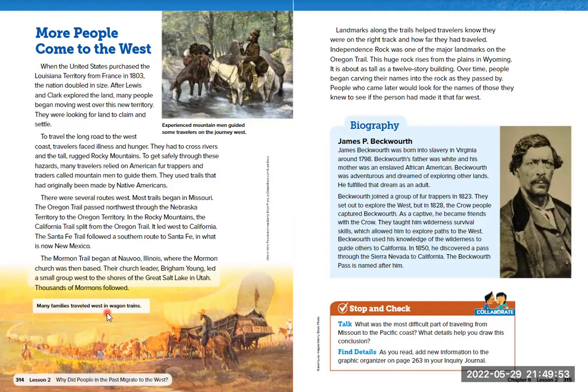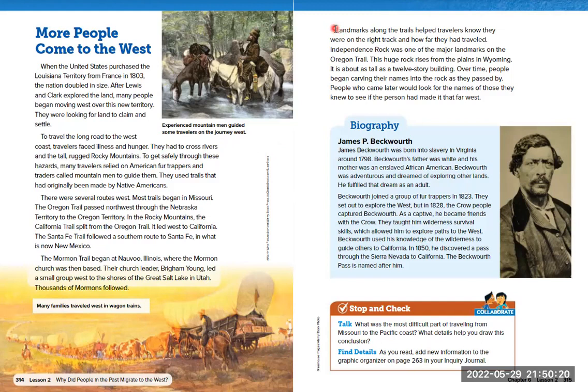Many families traveled west in wagon trains. We use the term train anytime it is a line or a long group, even though it is not a train that we talk about now. This is still a train of people, a train of animals, a train of cattle. Here we have another photo. Experienced mountain men guided some travelers on the journey west.